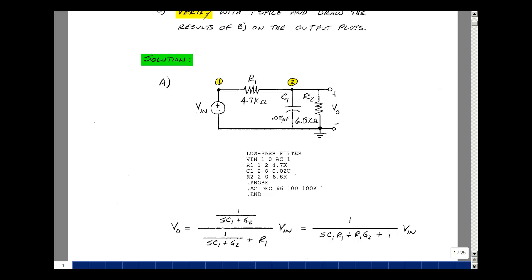We'll see on the following pages that our frequency response roughly goes from about 100 Hertz to 100 kilohertz. So I've got 3 decades. If I divide that by 200, I get roughly 66 points per decade.